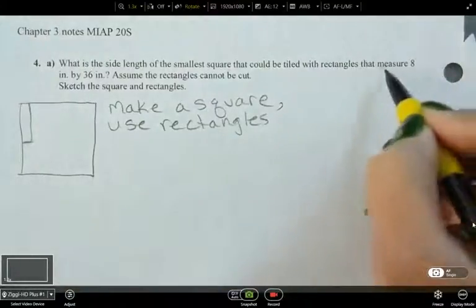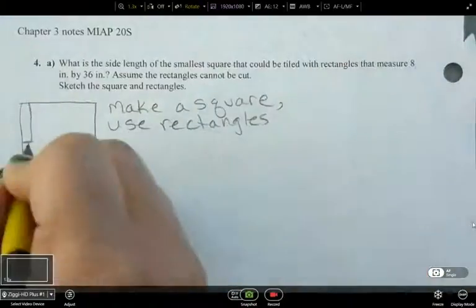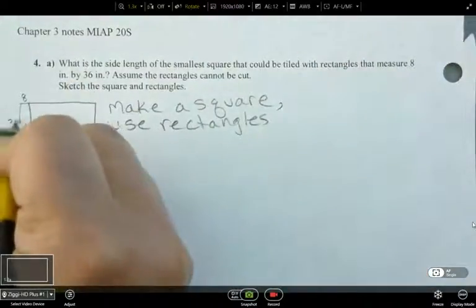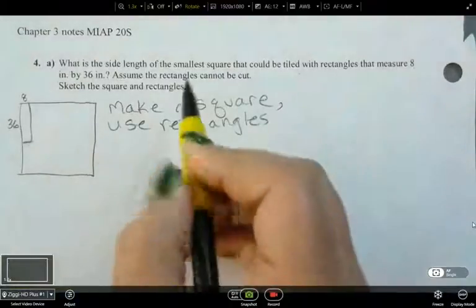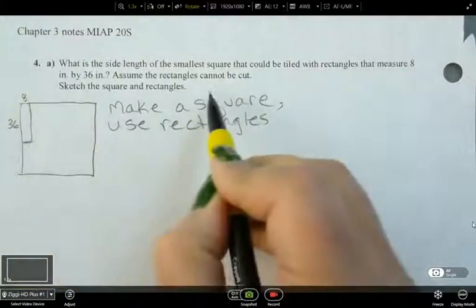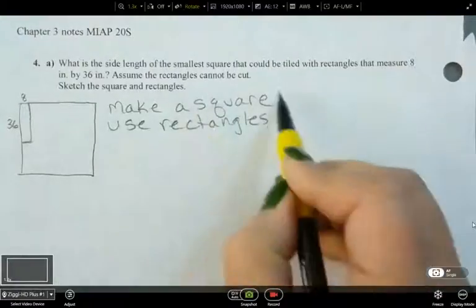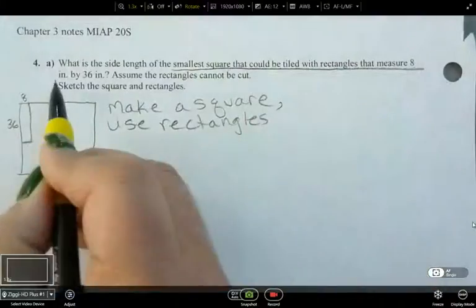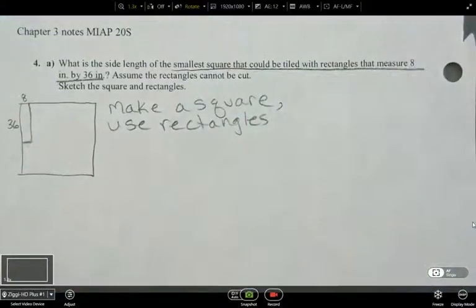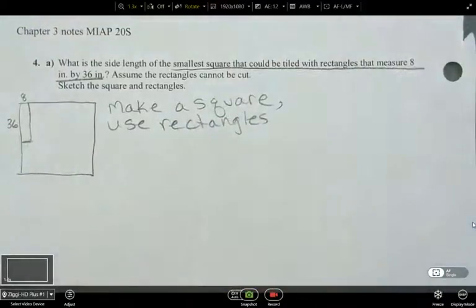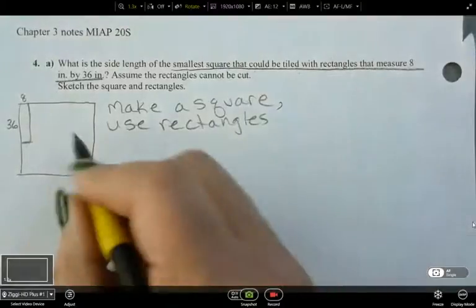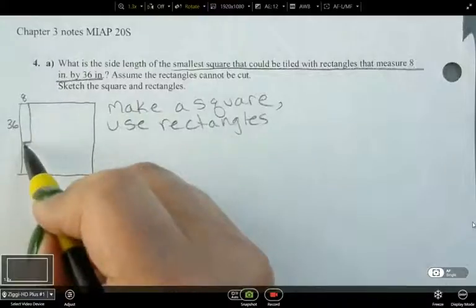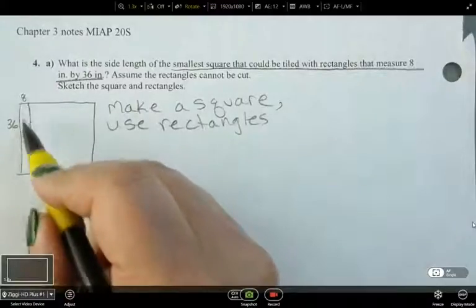So I've got the rectangles. They have the measure of 8 by 36. And we have to figure out what size of square could be made. What is the smallest square that could be tiled with rectangles that measure 8 by 36? You can't cut any rectangles, so you need to make a square using rectangles. So you're going to be using a rectangle, they have different length and width, right?